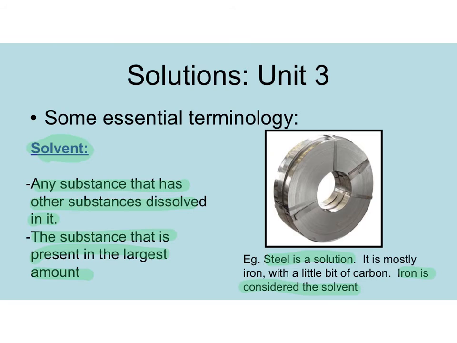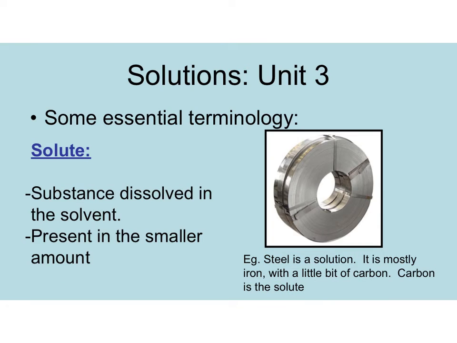Solute is a little bit different. The solute is the substance dissolved in the solvent. It's the one that's present in the smaller amount. When you mix two things together, they're very rarely going to be in equal proportions. So whatever the largest amount is the solvent, and the smaller amount is the solute. When we look at steel again, since it's mostly iron with a little bit of carbon, carbon would be considered the solute, and iron would be the solvent.